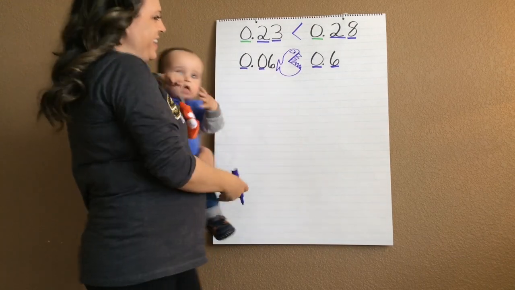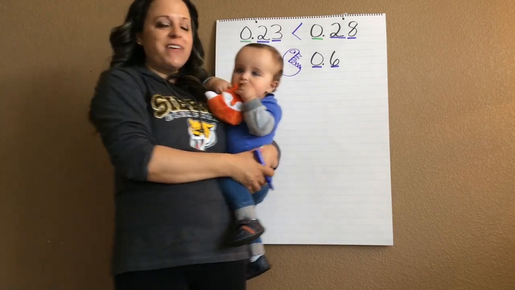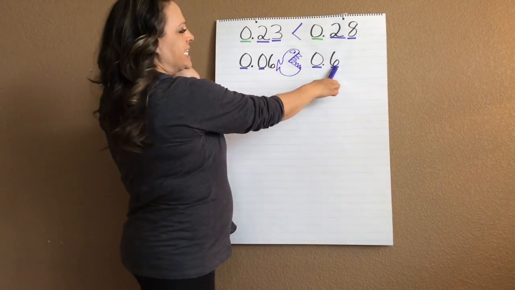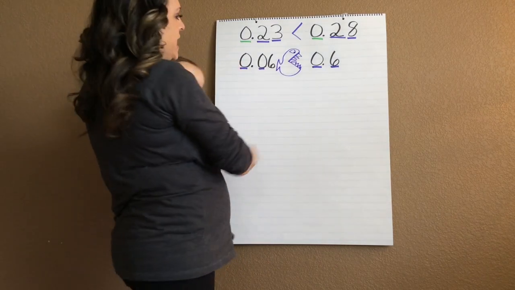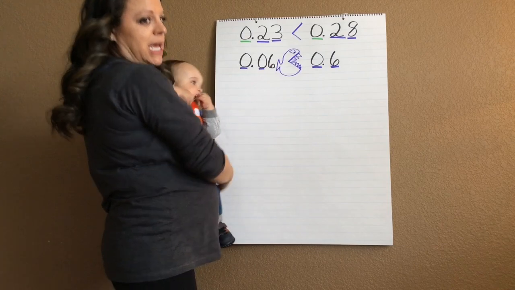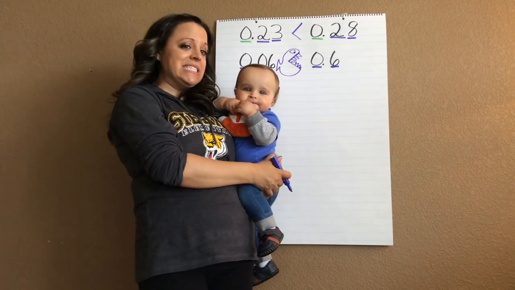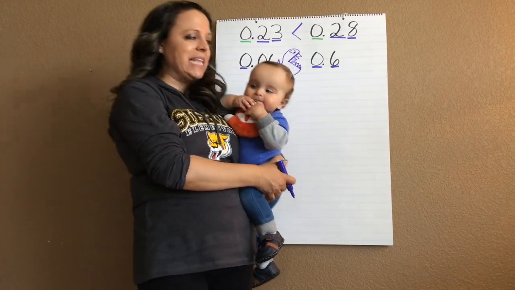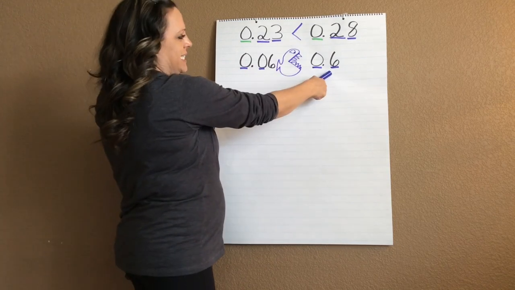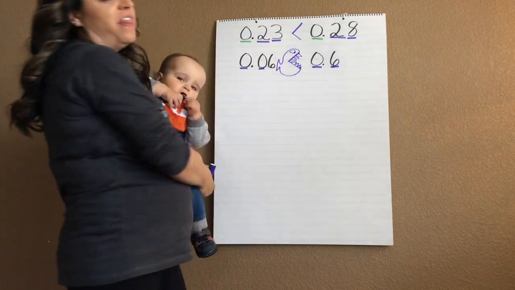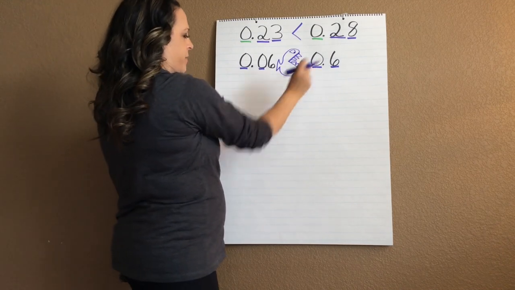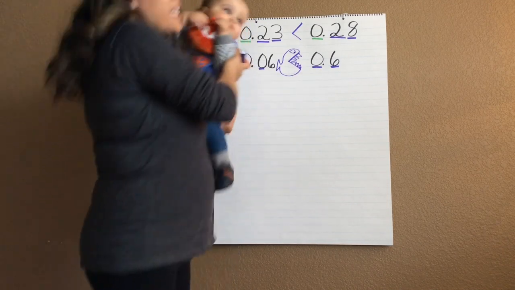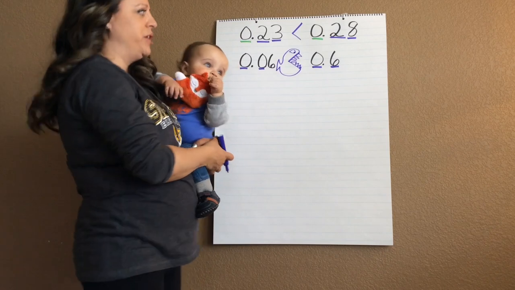There we go. Okay. You can also think of it like money. 6/10 would be like 60 cents. 6/100 is like 6 pennies. 6 cents. So 60 cents is more than 6 cents. So this would still be greater. So always think of it by place value.